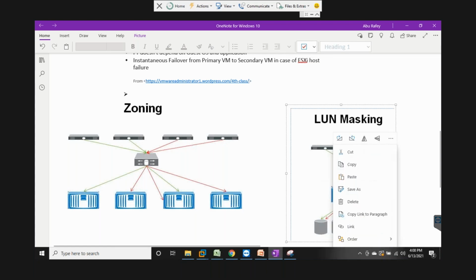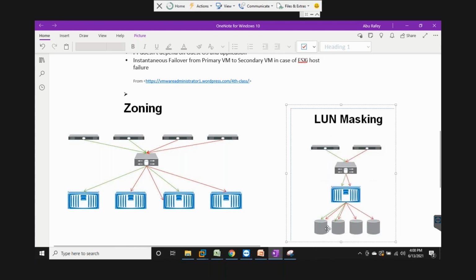So one server can access LUN number 1 and 2 only, this green color. But the second server can access the storage but cannot access 1, 2, 3, 4, all of them. Or maybe you can restrict to any three, only any three kind of thing. So at the LUN level, you are masking it. It is called LUN masking. But at the switch level, you're providing access at the storage level. That is called zoning. That is the main difference.